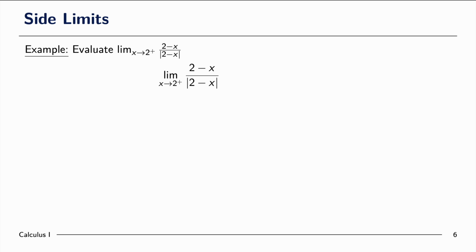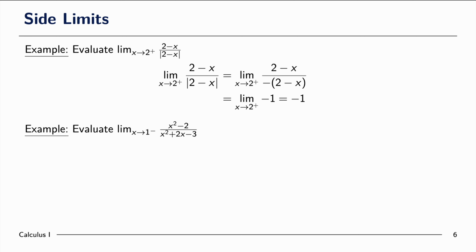Now notice, as x approaches 2 from the right, 2 minus x will be negative. So in the denominator where we have the absolute value of 2 minus x, we're really dealing with the negative case. So this simplifies to the limit of 2 minus x divided by negative (2 minus x). We can cancel the 2 minus x in the numerator and denominator and get that the limit is equal to negative 1.